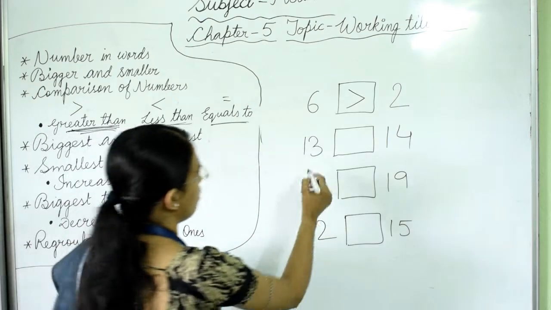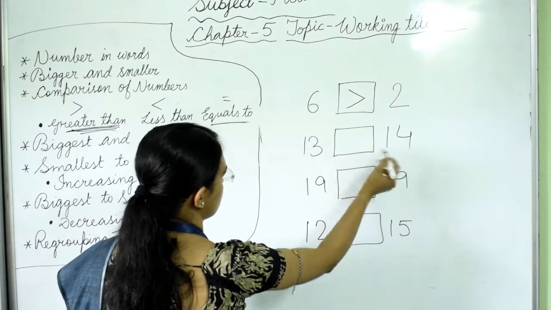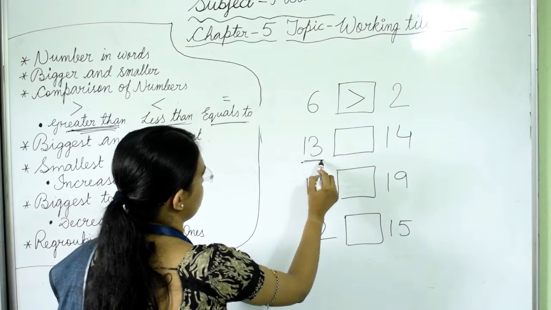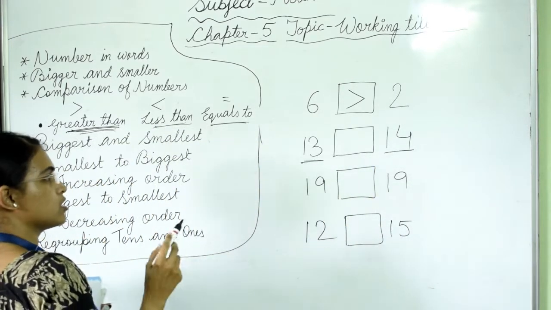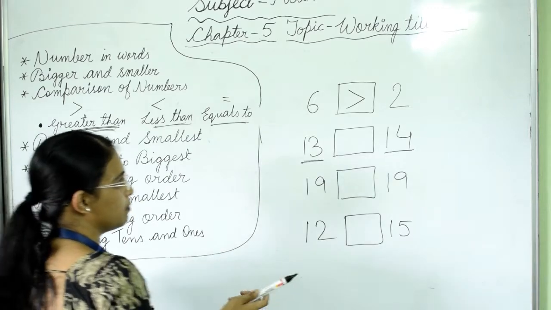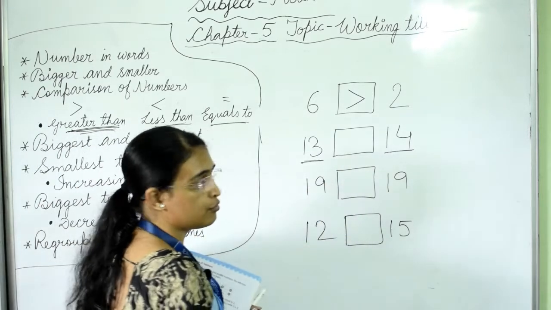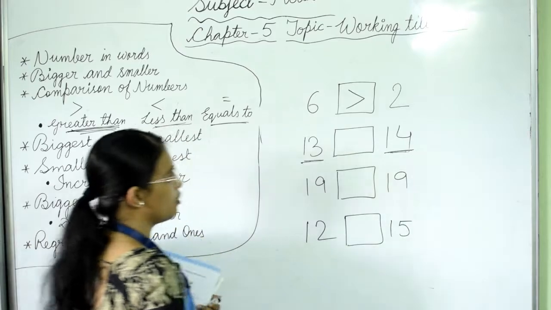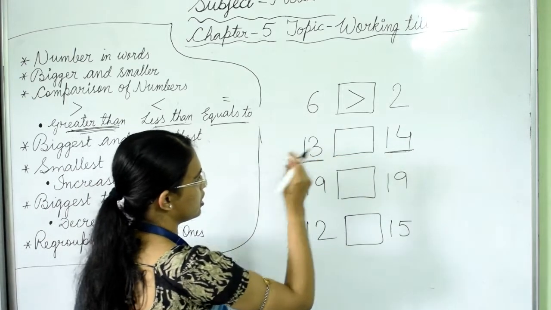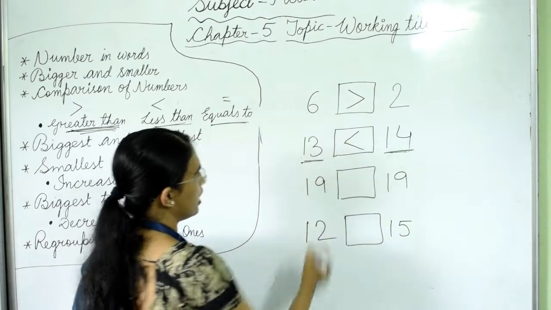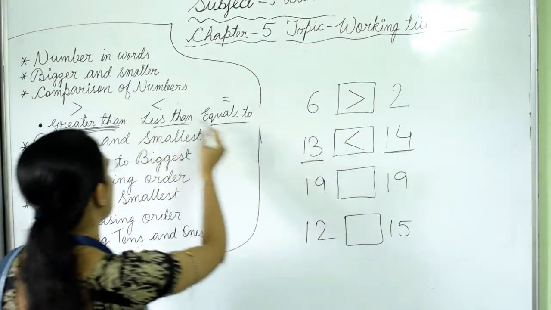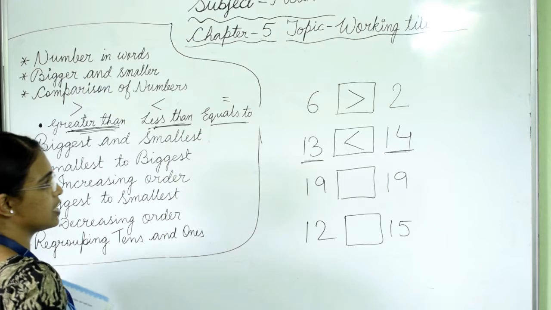Okay, now in this question, the first number is 13 and the second number is 14. So which is the bigger number, 13 or 14? 14 is the bigger number, right? So the fish will open his mouth on which side? On this side? No, on this side, right? So this sign is called less than.